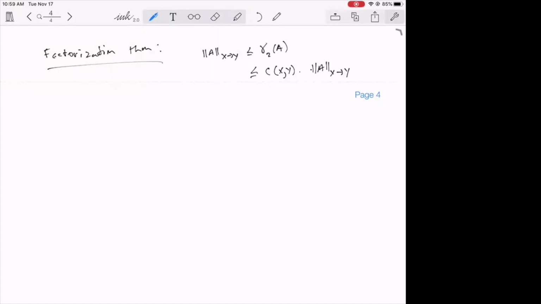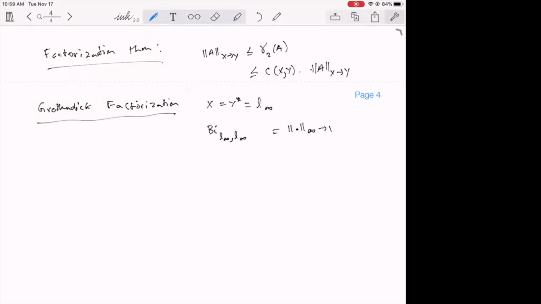So now Grothendieck's factorization theorem. Grothendieck studied the case of L infinity, like X is equal to Y star is equal to L infinity. That is, he was studying this bilinear L infinity, L infinity case, which by the fact I told you earlier is also equal to the infinity to 1 operator norm. And he proved the following more general statement. Actually, the following stronger statement.